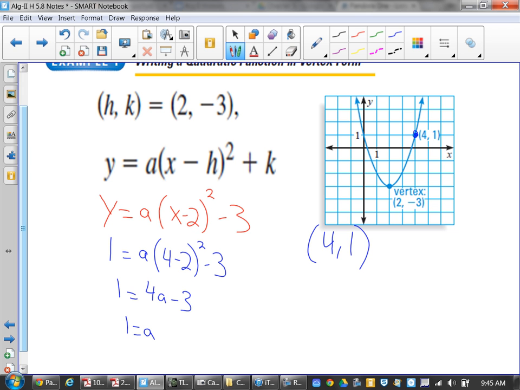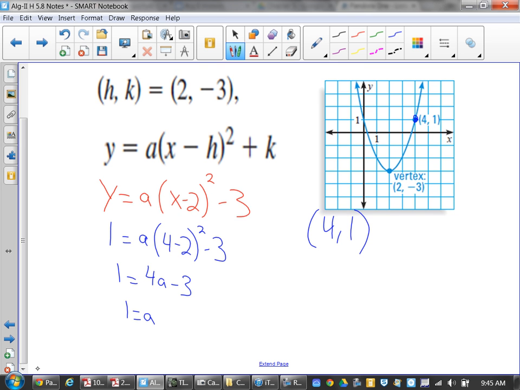Do I have to put a 1 there for a? No. If I do, is it a big deal? So my final answer would be y equals, I'll put it in there just to make you happy, 1 times x minus 2 quantity squared minus 3. And there's your answer. That's it. That's pretty good. Does it get harder than this?